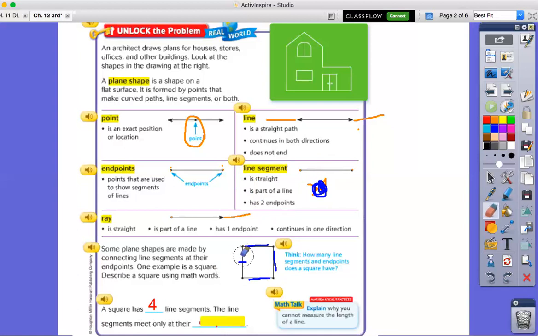Let's look at this. Where did these line segments meet? They met here, here, here, and here. What are these called? What are these little dots called? Let's look back up here at our terms. Endpoints. Good. They meet at their endpoints.